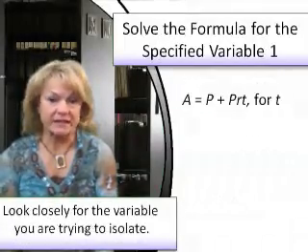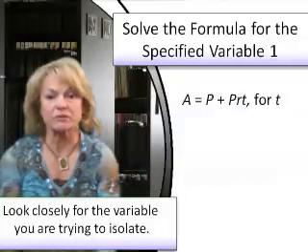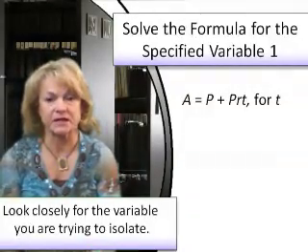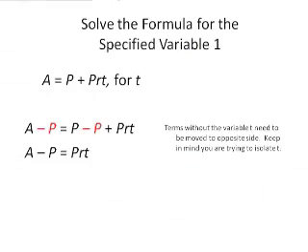Here we are solving for t. T is only in one term. We start by moving all other terms that don't have t in it to the opposite side. And here you see p being subtracted from both sides.